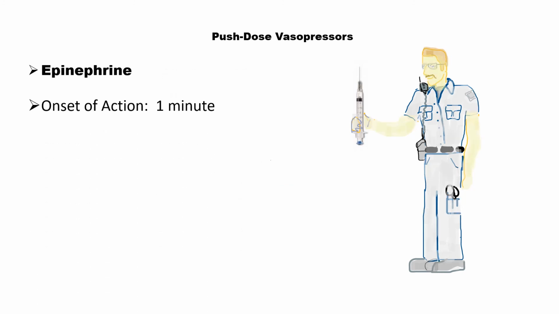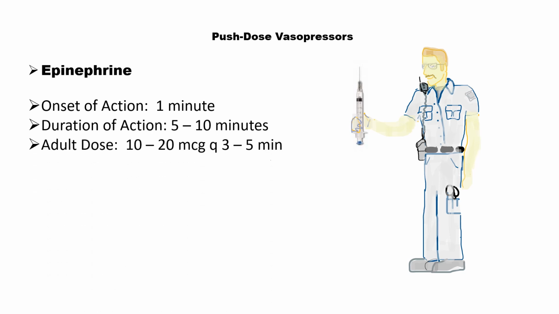Push dose epinephrine is going to have an onset of action of 1 minute with a duration of action of 5 to 10 minutes every dose. The adult dose is 10 to 20 micrograms every 3 to 5 minutes, and the pediatric dose is 1 microgram per kilogram every 3 to 5 minutes.